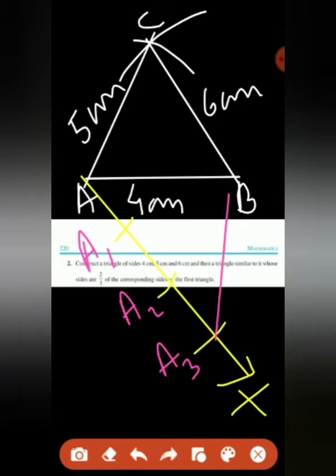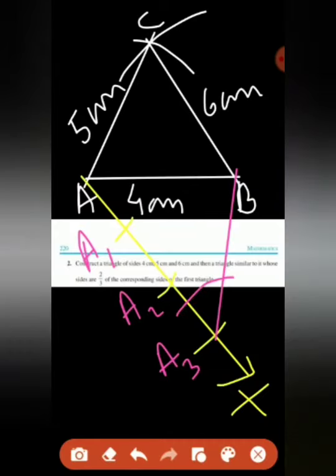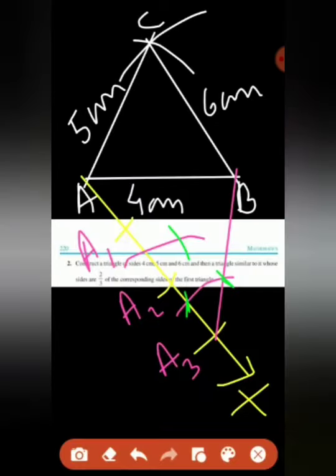After making an arc from A3 like this, with the same measurement, keep the tip of the compass at A2 and make an arc like this. After making the arc, you will measure the distance from here to here. After that, with that distance, you make an arc here. After that, you will get a line which is parallel to A3B. From this A2, you join to that arc, and then you'll get a line something like this, which should be parallel to A3B.